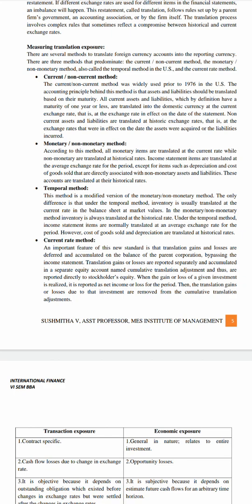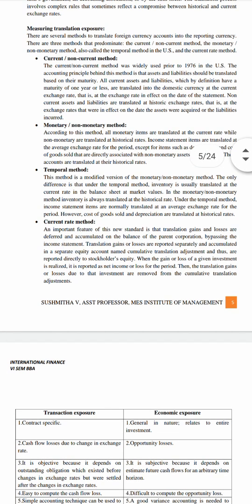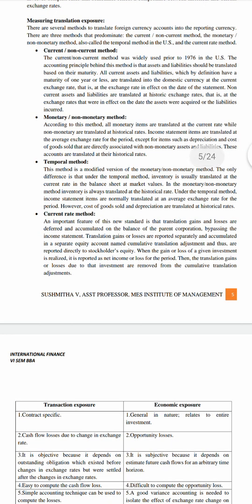Under the current or non-current method, all the current assets and current liabilities are translated at the current market rate, but all the other liabilities and assets, for example fixed assets or any such assets, will be converted at the historic rate. Historic rate is the past rate, market rate is the current rate. Next, monetary or non-monetary method. All the monetary items are translated at current rates, and all the non-monetary items are translated at historic rates. So that is called the monetary or non-monetary method.